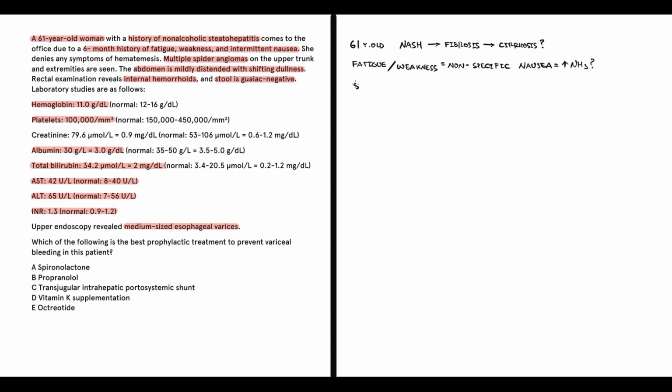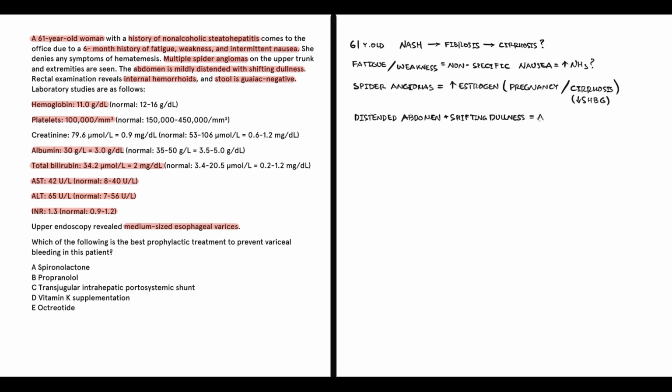She has multiple spider angiomas, which is a very important sign, because as we know, spider angiomas develop due to elevated free estrogens level, which is a feature of pregnancy, or this can happen in cirrhosis due to the decrease in sex hormone binding globulin. Also, she has a distended abdomen and shifting dullness, which means that she has ascites.